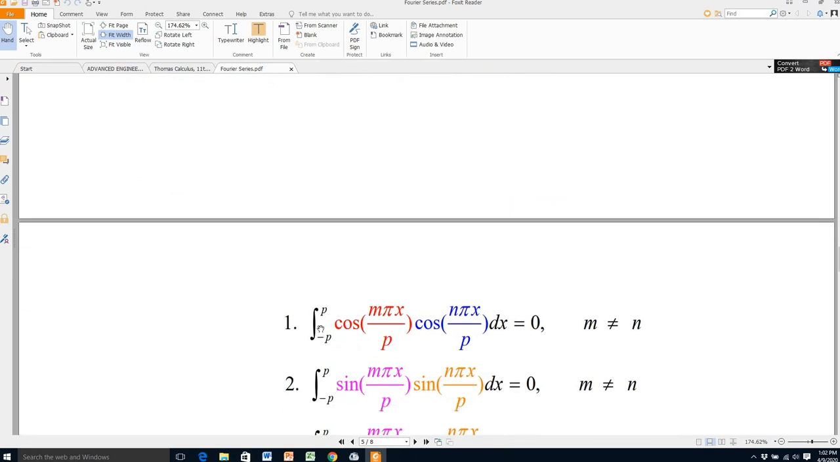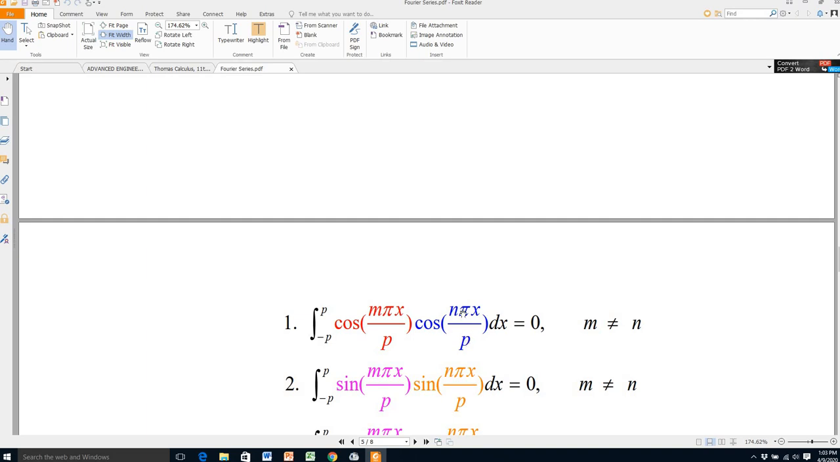Number one, in the periodic interval, the integral of cos(m pi x over p) cos(n pi x over p) dx is equal to 0. The value of this integral becomes 0 if m and n are not equal, where m and n are any real numbers. Let's say m is equal to 1 and n is equal to 0. So this total function becomes 0, and if the value of n is 0, then you see here cos 0 is equal to 1.